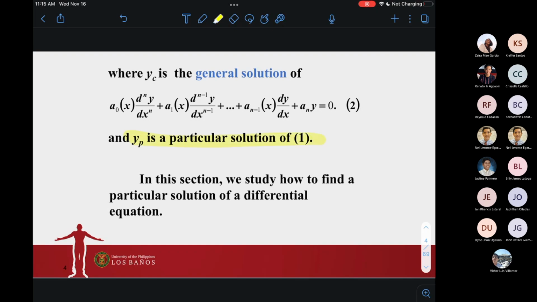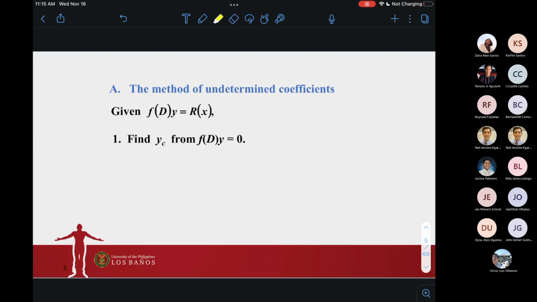Para ma-assemble natin yung general solution doon sa equation 1, which is a non-homogeneous GLDE. Okay. Now, here's the general method, or this is the general recipe for the solution. At as I mentioned kanina, ang unang step talaga, balik ka sa chapter 3.1. I-solve mo yung homogeneous differential equation.